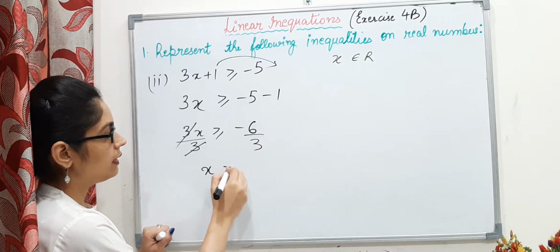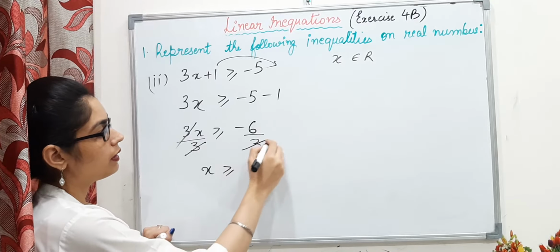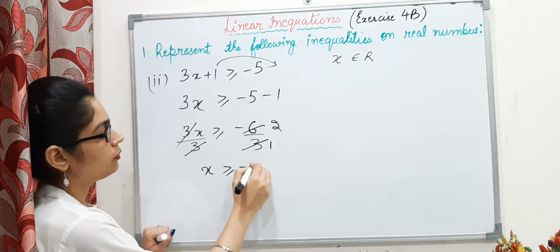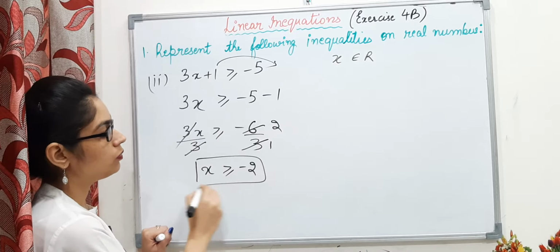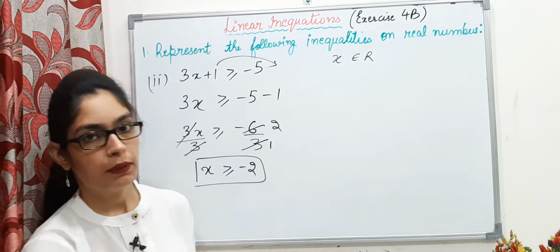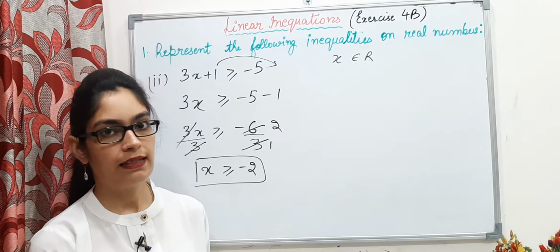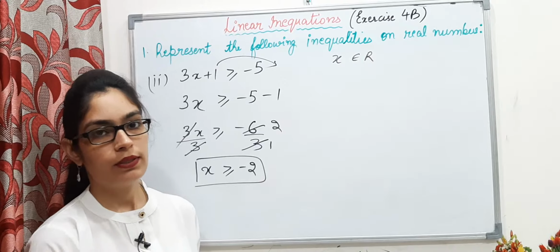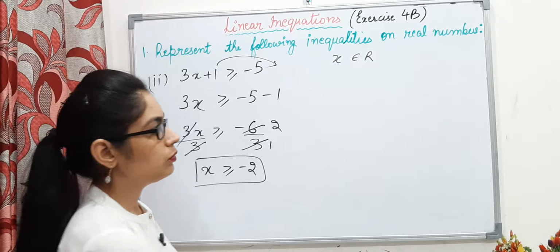So x is greater than or equal to, here we can do cancellation, so x is greater than or equal to minus 2. Greater than means positive values, like I have already told in the previous question. So on the right side we have to go.